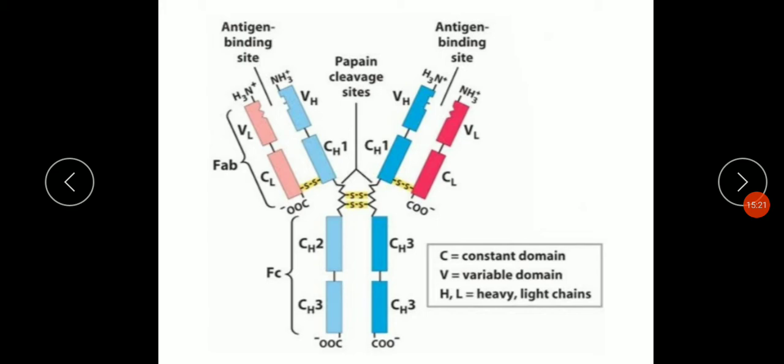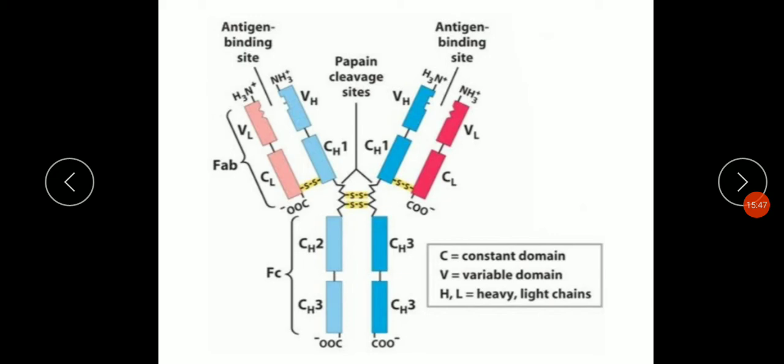And the variable region of the heavy chain, you just see VH. Here also you see the VH. So this variable region of the heavy chain, VH, is towards the amino terminus. So understood, children, the two regions, constant and variable regions, of the light chain and heavy chain.